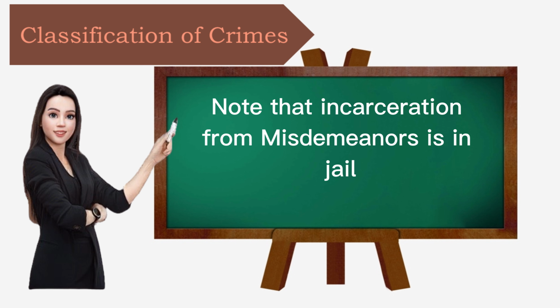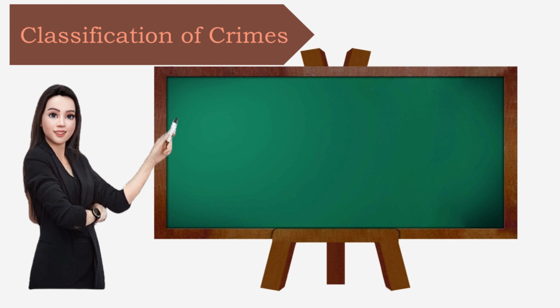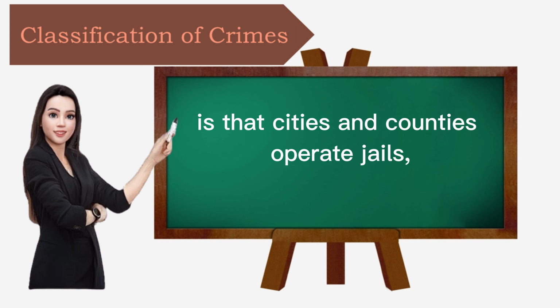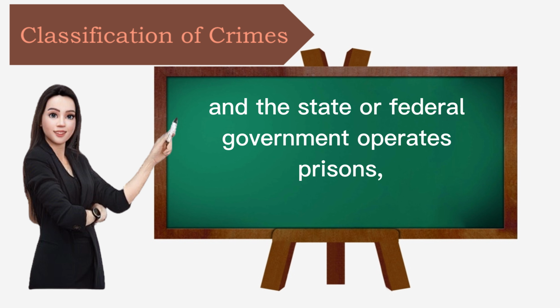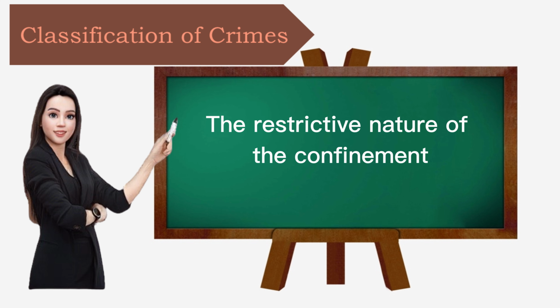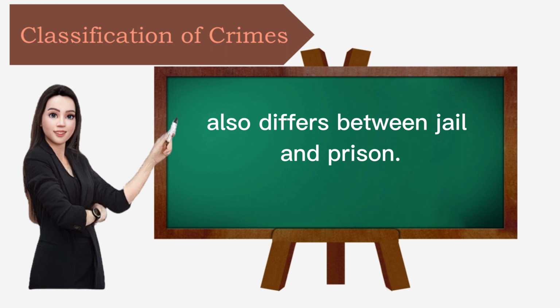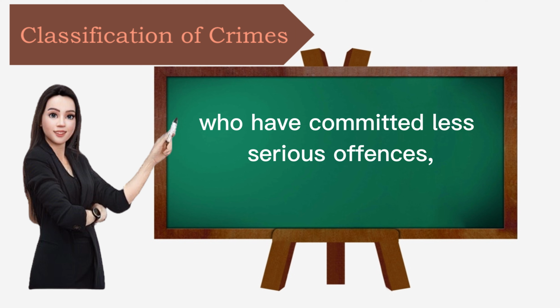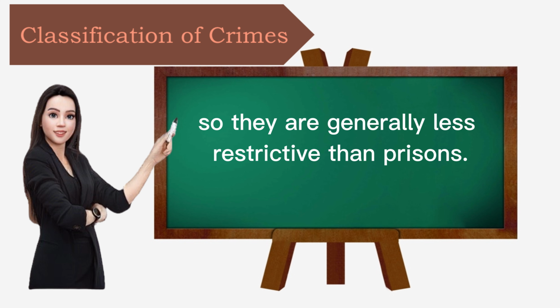Note that incarceration for a misdemeanor is in jail rather than prison. The difference between jail and prison is that cities and counties operate jails, and the state or federal government operates prisons, depending on the crime. The restrictive nature of the confinement also differs between jail and prison. Jails are for defendants who have committed less serious offenses, so they are generally less restrictive than prisons.